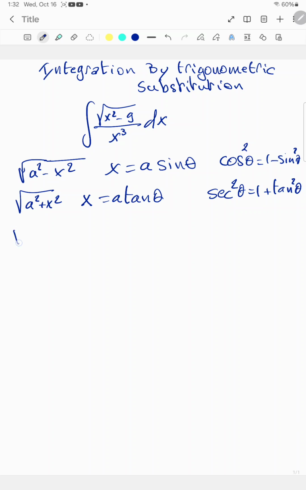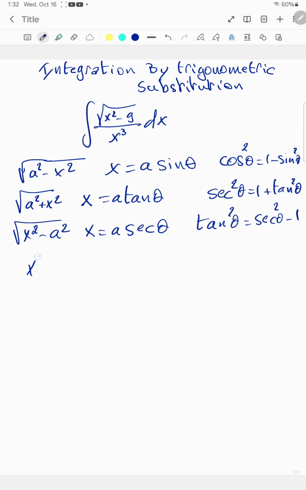And if I have square root of x squared minus a squared, which is what we have in this example, I will use x equal a sec of theta, and the trigonometric identity tan squared of theta is equal to sec squared of theta minus 1. So now let's start solving this problem.